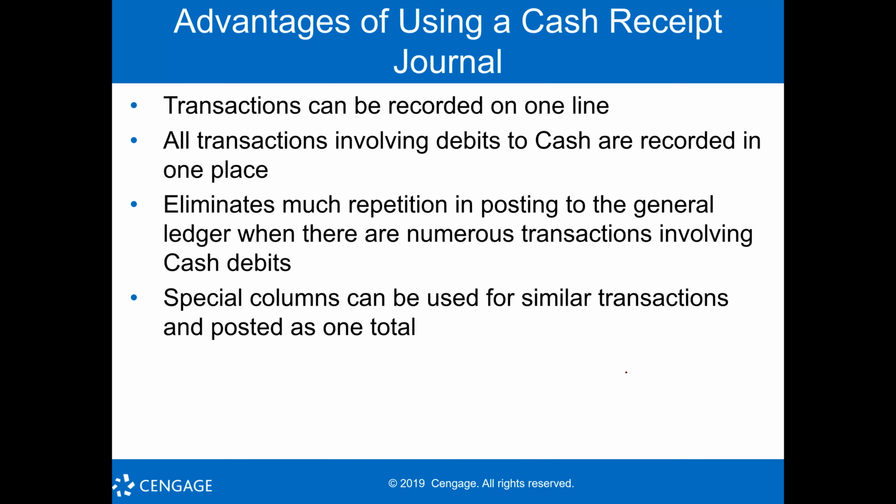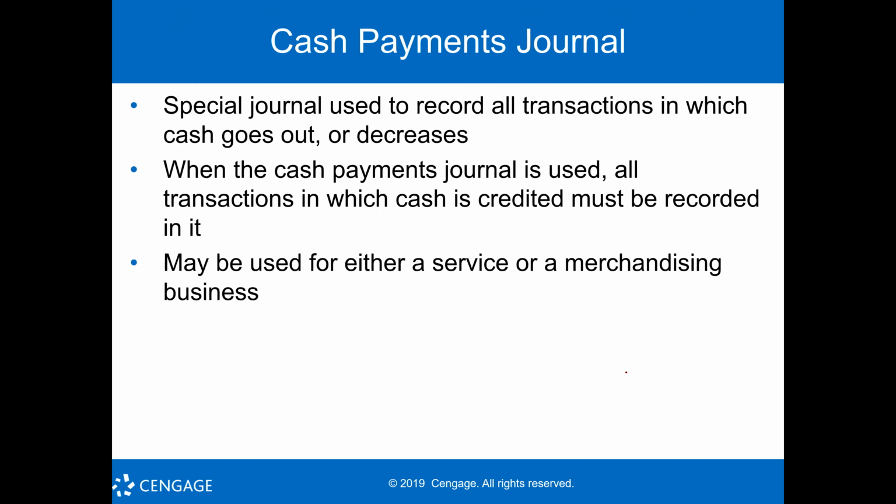Okay. All right, advantages of using a cash receipts journal. Transactions can be recorded on one line. All transactions involving debits to cash are recorded in one place. It eliminates much repetition in posting to the general ledger when there are numerous transactions involving cash debits. Special columns can be used for similar transactions and posted as one total.